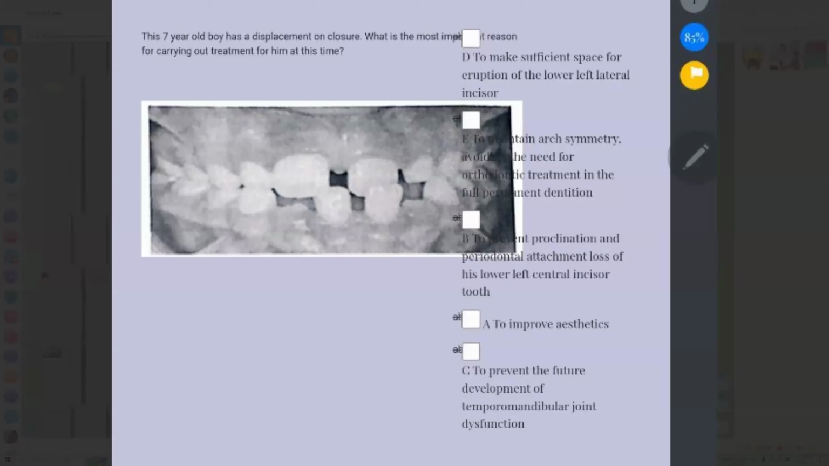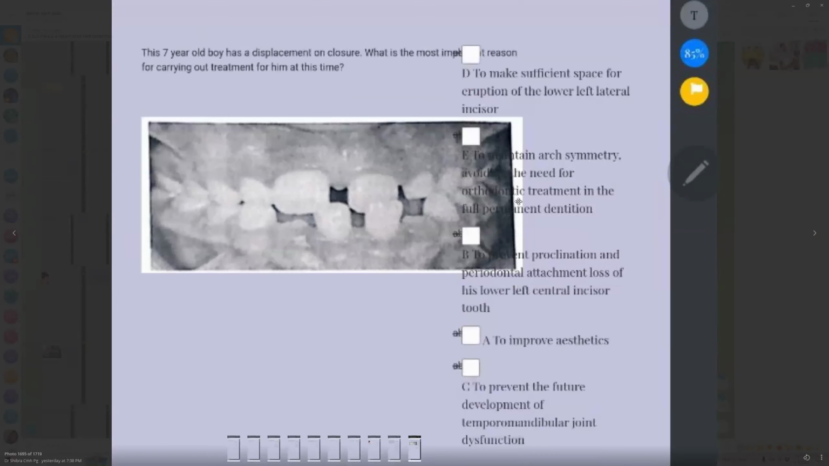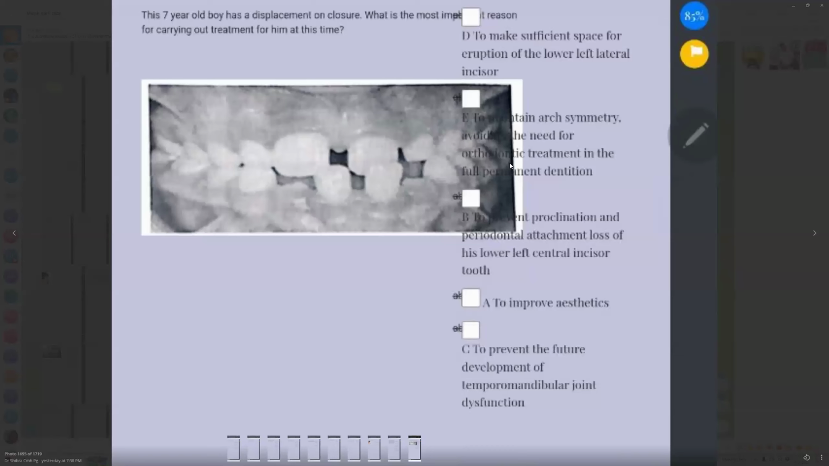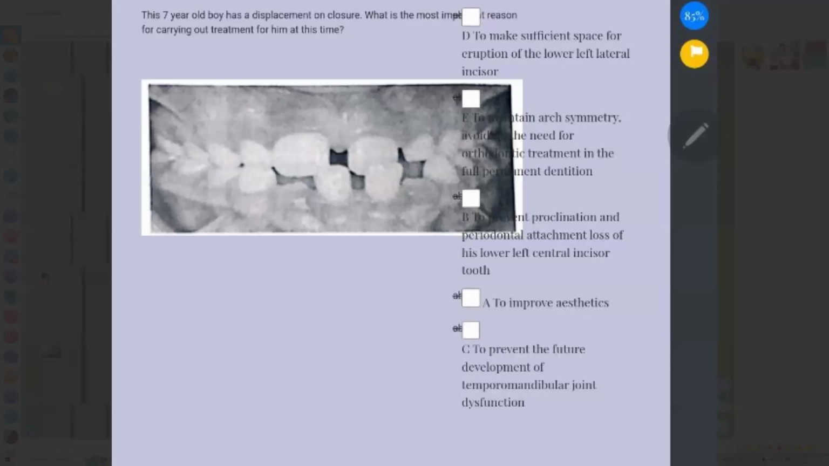To maintain arch symmetry and prevent the need for orthodontic treatment in the full permanent dentition. Option B, to make sufficient space for the eruption, no. So one is to maintain arch symmetry and prevent the need of orthodontic treatment in the permanent dentition. I'm going to select C here, but mostly we used to do it to prevent pseudo class 3, because right now the patient might have a pseudo class 3, right, because of these premature contacts. So I'm selecting C here, the third option.